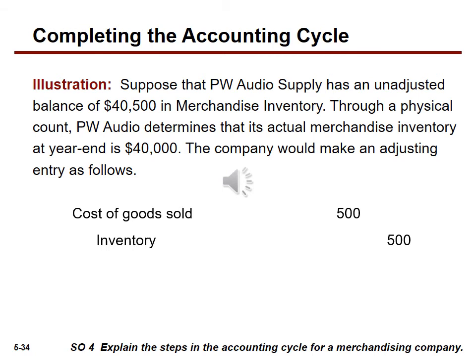They're going to debit cost of goods sold 500 and reduce their inventory level by 500, so they're going to credit inventory 500 as well.